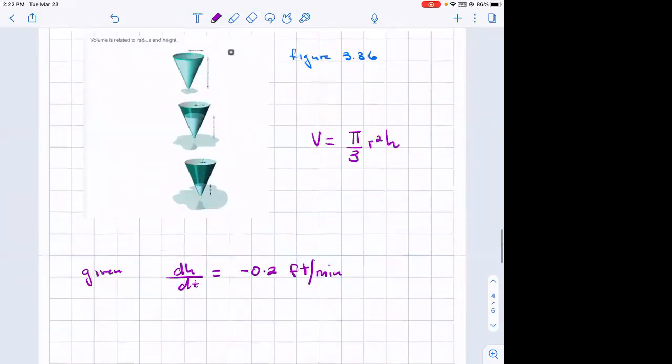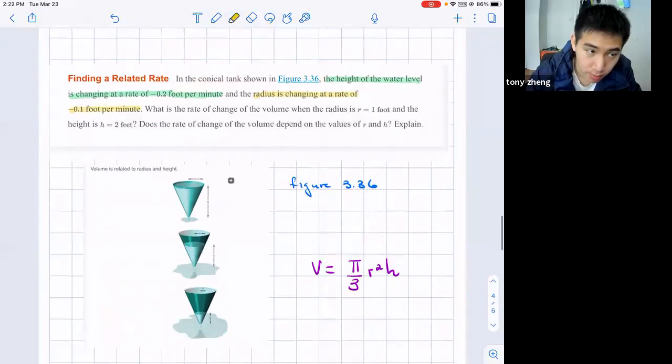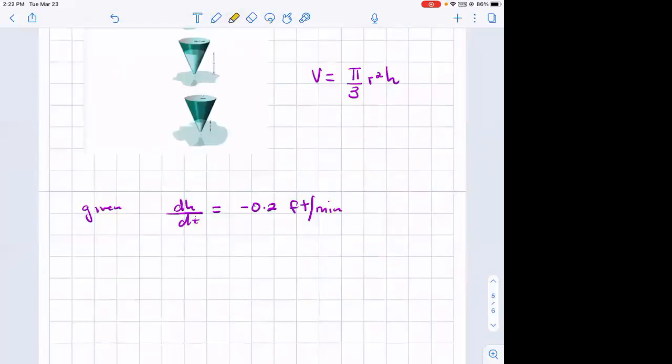Okay, so that's that green part. In addition, it says the radius is changing at a rate of negative 0.1 foot per minute. So what is that? The radius is changing. dR/dt, yes. So dR/dt is equal to negative 0.1 foot per minute.